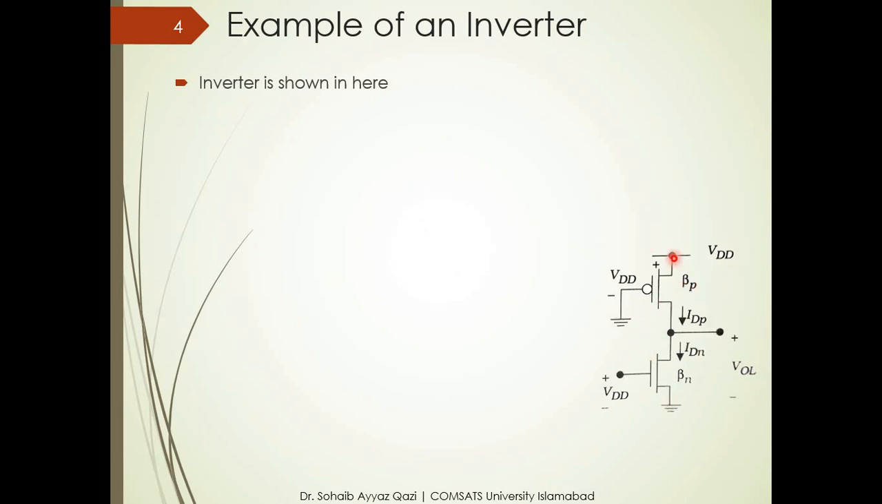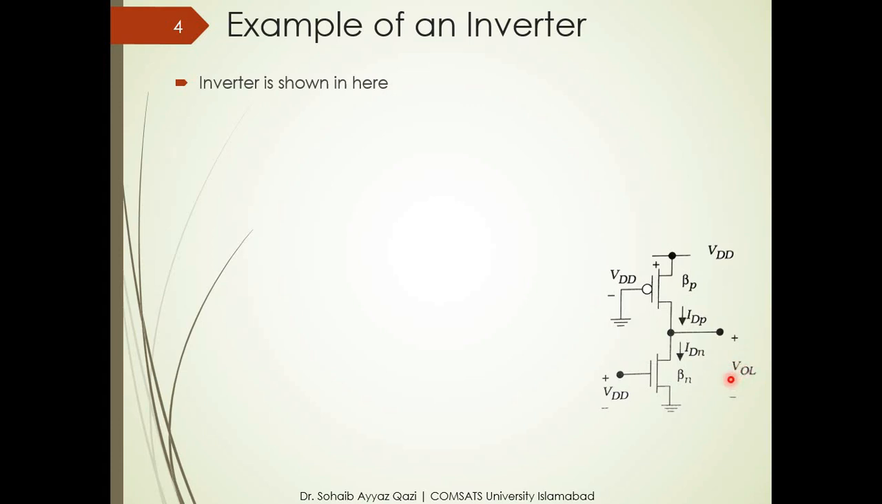In this circuit, we have the source terminal of our PMOS connected to VDD. We have this PMOS gate connected to ground. The input voltage applied at the gate terminal of our nMOS is VDD, because we want this nMOS to be closed all the time. And beta P and beta N represent the transconductance of our PMOS and nMOS, and we have an output low voltage.